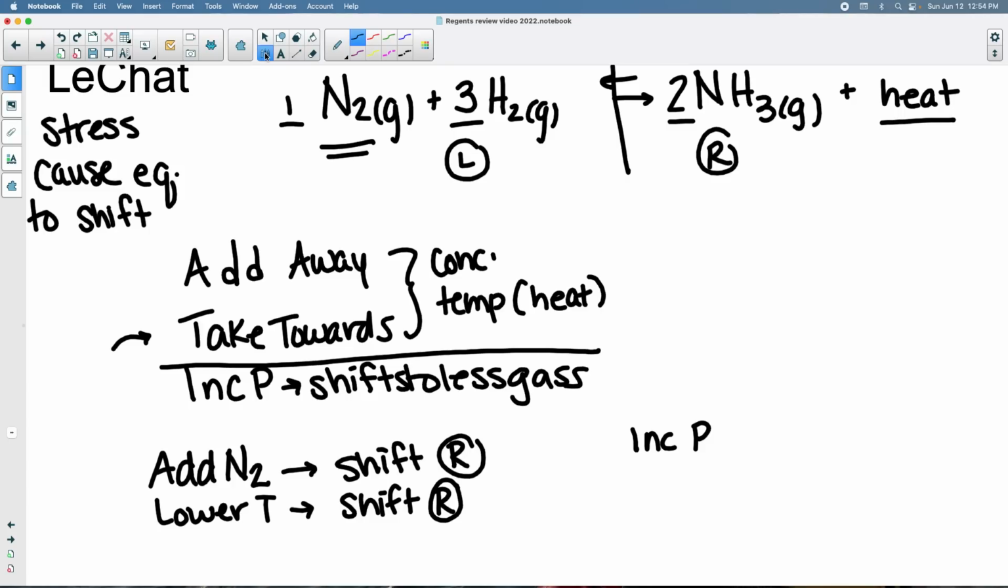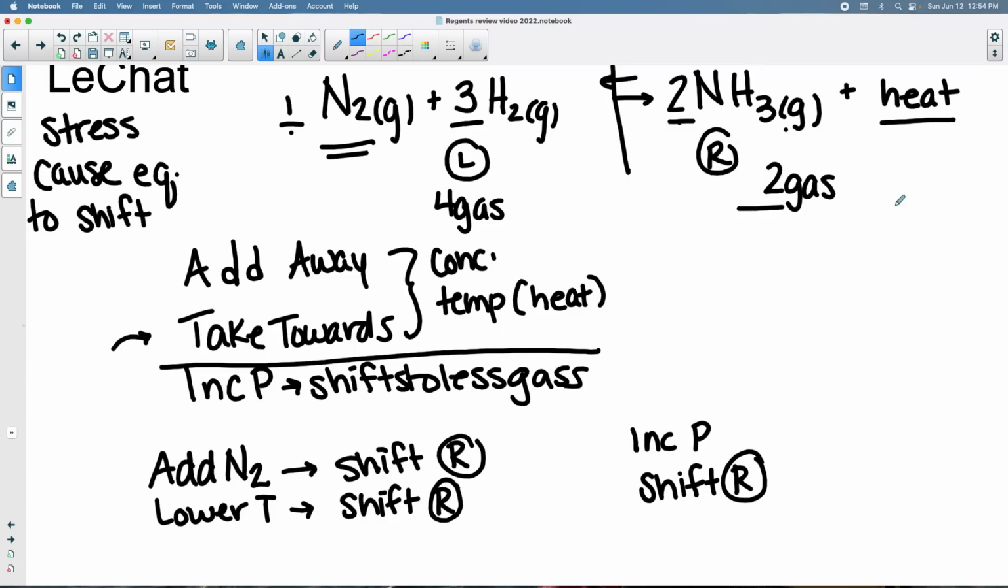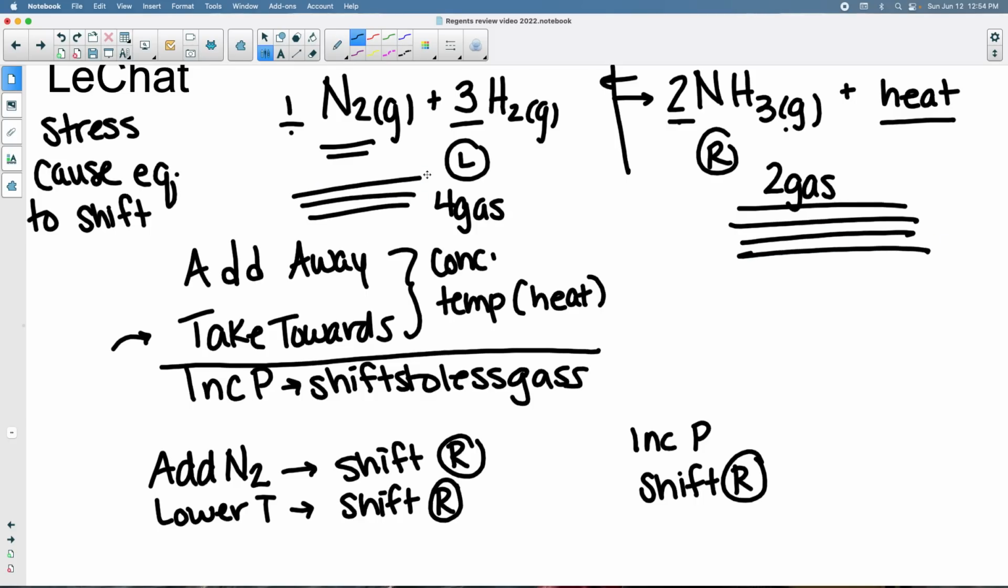When I see a 1 and a 3 on this side, both with gases, this side is 4 gas. I see a 2 with a gas, so this side is 2 gas. Increasing pressure will also shift right because there is less gas on the right. Shifting right means that we are increasing what's on the right. Shifting left, if any of these had shifted left, what's on the left would have increased in concentration as a result.